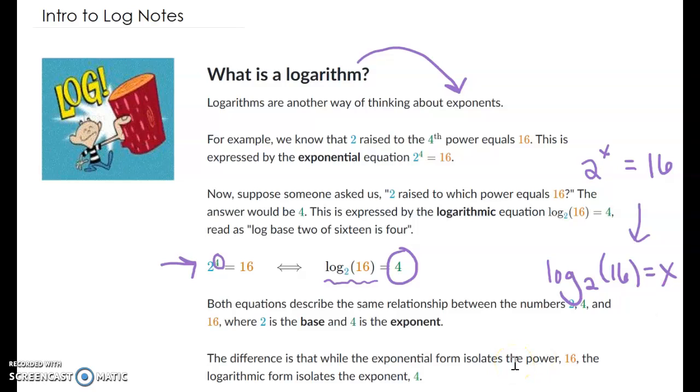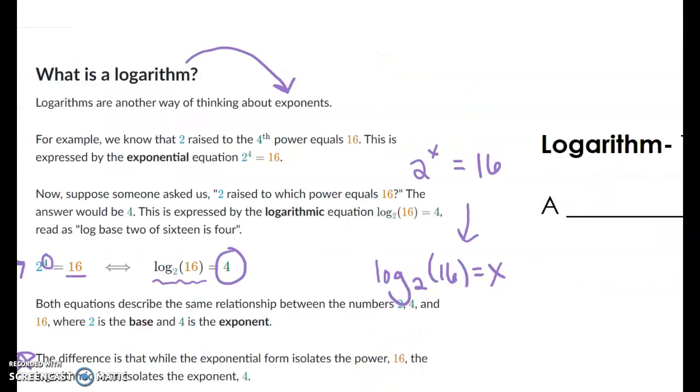And so the key difference, again, is that in exponential form, the power is isolated. What essentially equates to our y value is isolated. When we have something written in logarithmic form, our exponent is isolated. And that is going to be super helpful for us, as you'll see in just a few seconds.